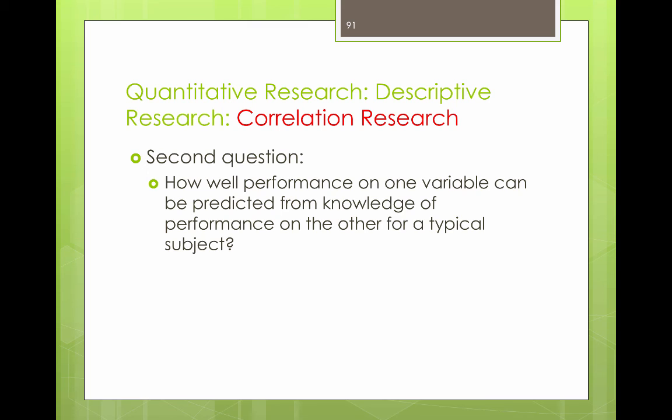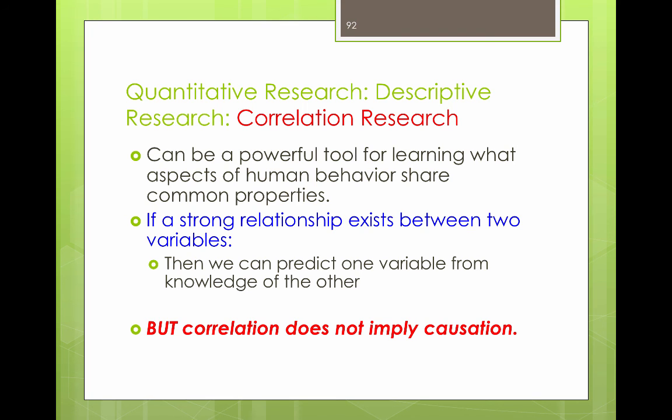With correlational research, we can also ask, how will the performance of one variable be predicted from the knowledge of the performance of another for a typical subject? It can be a powerful tool for learning what aspects of human behavior share common properties. If a strong relationship exists between two variables, then we could predict one variable from the knowledge of the other, but we can't imply causation. So we can't say a change in one variable results in a change in another variable. But we can say if one variable increases, then the other variable will likely increase too. And variables, like I said, are measured on scatter plots.